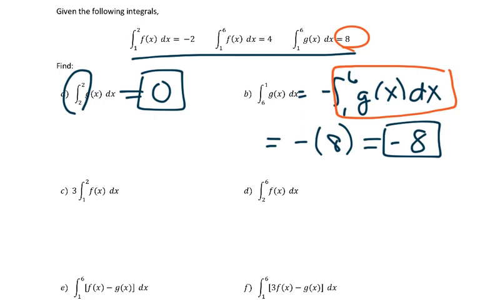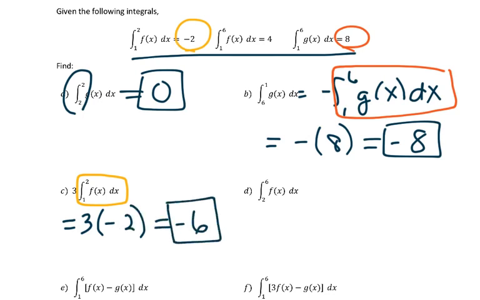Alright, so part C, it says 3 times the integral from 1 to 2 of f of x. So let's see, this is going to be 3 times, and is there one already defined for us from 1 to 2? Great, negative 2. So that gives me negative 6.